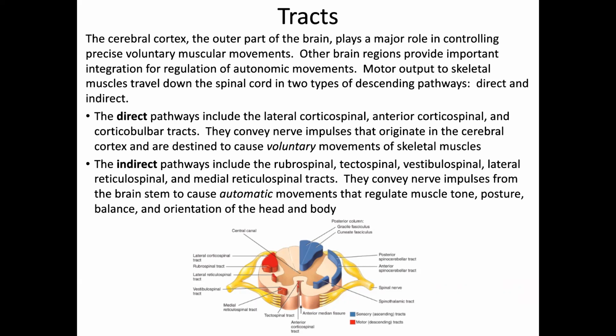The direct pathways, I'm not even going to read them off because there are a lot of big fancy words there. What you need to know is that what they do, the second sentence, is convey nerve impulses originating in the cerebral cortex, destined to cause voluntary movements of skeletal muscles. So we don't need to know either of the first two sentences. Basically, the direct pathway is involved with causing voluntary muscle contractions. You're using that right now as you highlight that sentence. Your indirect pathways include several that I'm not going to read either.